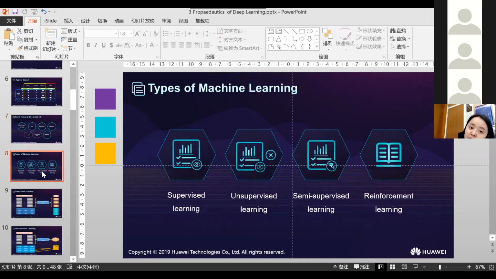And then we have a review of the types of machine learning, which can be divided into 4 categories: supervised learning, unsupervised learning, semi-supervised learning, and reinforcement learning. We talk about these 4 types of learning over and over again. So here, just pay attention to these types of machine learning.